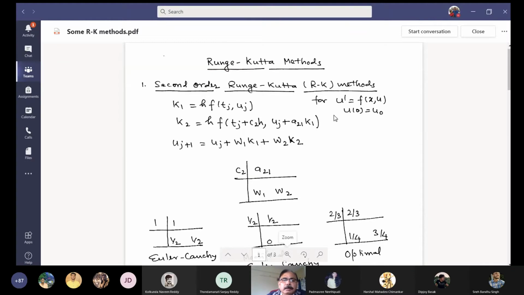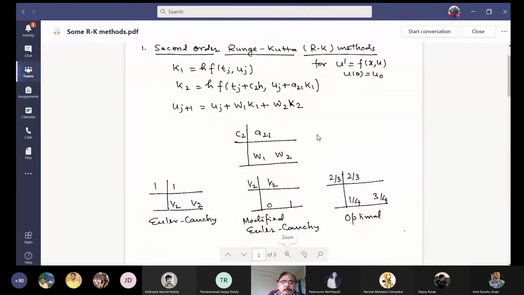So there are some RK methods. First, we'll see this second order. I've written here that uj plus 1 equal to uj plus w1 k1 plus w2 k2. You have already seen that if it is an explicit method, then for second order we require this w1 and w2, and then two more, this a21 and a22. All these things we require.